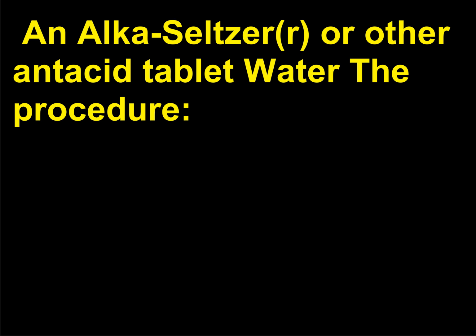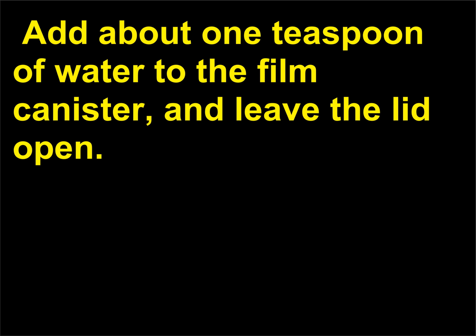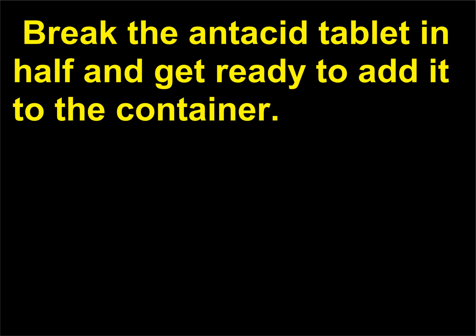An Alka-Seltzer, R, or other antacid tablet, and water. The procedure: this experiment should be performed outdoors in an open area. Add about 1 teaspoon of water to the film canister, and leave the lid open. Break the antacid tablet in half and get ready to add it to the container.